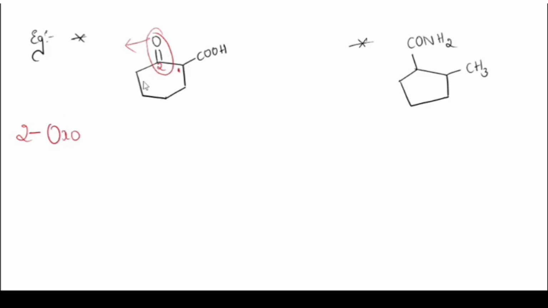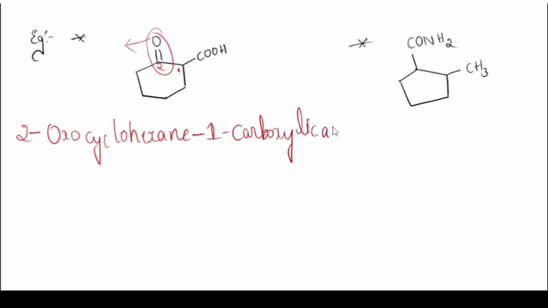This particular whole group we have to name here, that is cyclohexane. Here elision of E will not take place in this particular one, as in the previous video also we discussed the same thing. Here also there is no elision of E. At the position 1 we have carboxylic acid. Here carboxylic acid. This is the IUPAC nomenclature. Here the C is small, lower case.